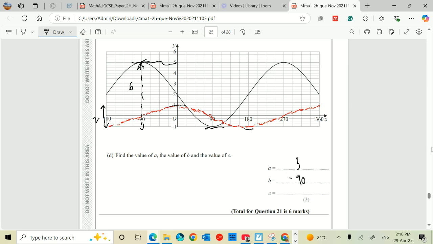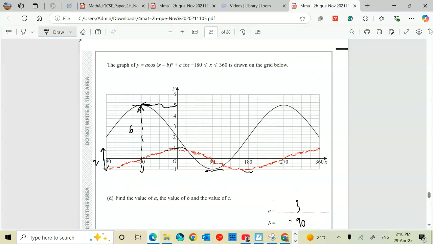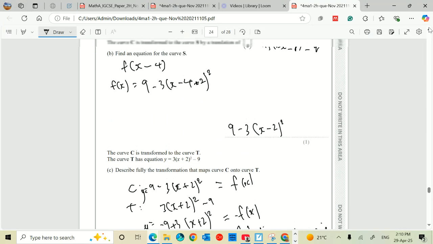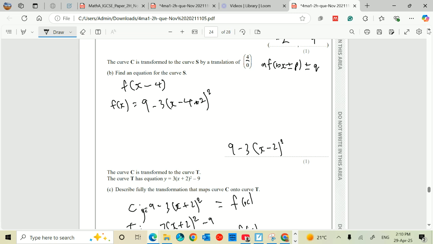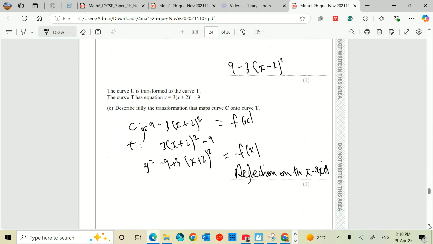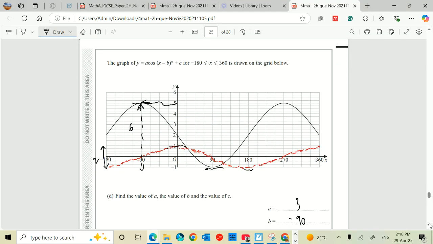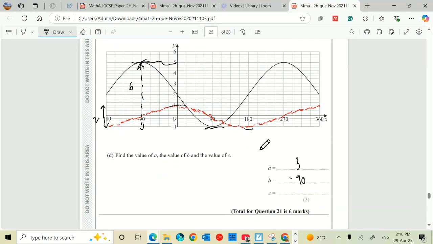And of course, that will give you, if you know your equation for translation, which I've written above, a f brackets bx plus or minus p plus or minus q, you would know that that will be a shift to the left of minus 90 degrees. And a minus times a minus gives you plus. So it has to be plus 90 so that it's a movement to the left. Hence, this is where it is now. So b is minus 90. What about the value of c?